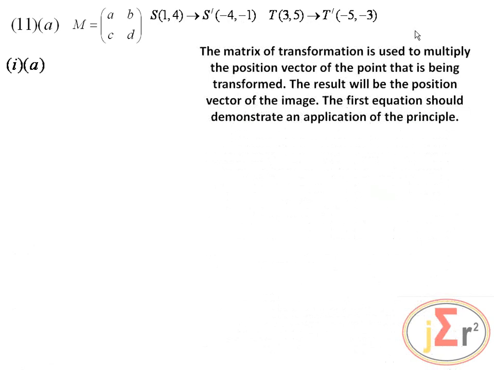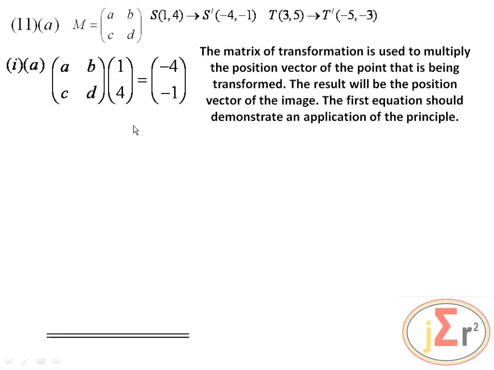The matrix of transformation is used to multiply the position vector of the point that is being transformed. The result will be the position vector of the image. The first equation should demonstrate an application of that principle. What principle? The principle that when we multiply the matrix of transformation by the position vector of a point, we end up with the position vector of the image.